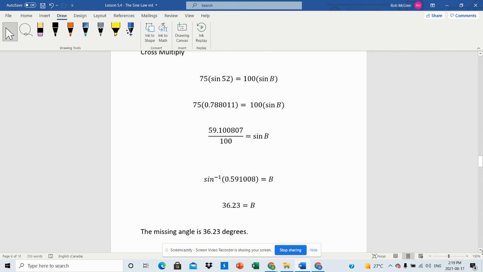All right, one more question to look at here, and it's going to be a word problem.